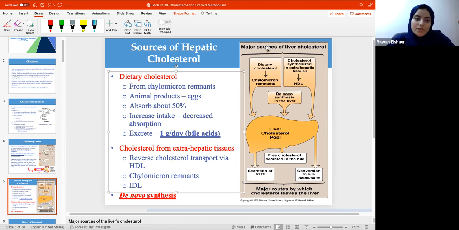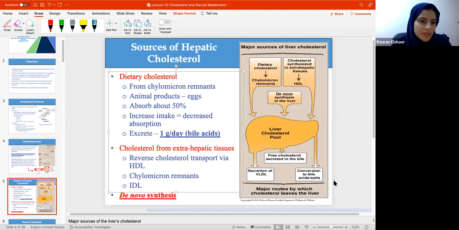And so that's one source, which comes from your dietary cholesterol. Then you also have cholesterol that's synthesized in other tissues in your body, extrahepatic tissues, okay? So all this cholesterol comes to your liver, is stored in your liver, and then goes where? It's either secreted as free cholesterol in the bile, or it's converted to bile acids and salts. The bile that is secreted into your intestine whenever you eat something has bile salts, bile acids, and free cholesterol. And the bile salts and bile acids are made from the cholesterol, okay?